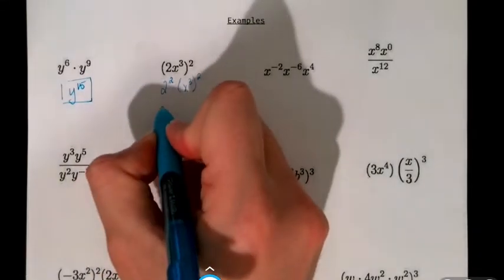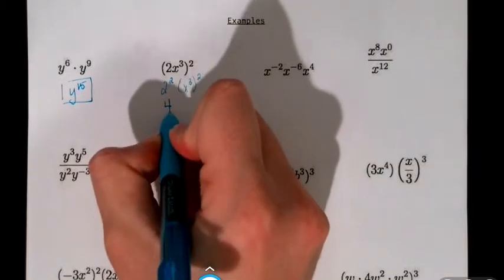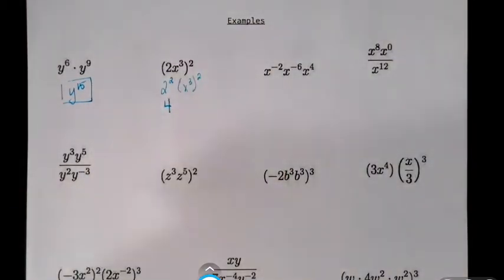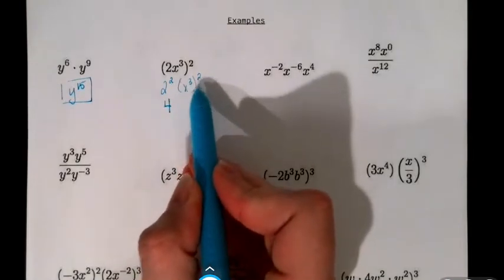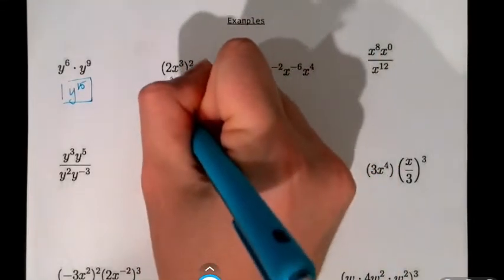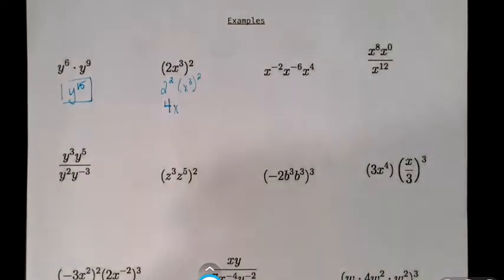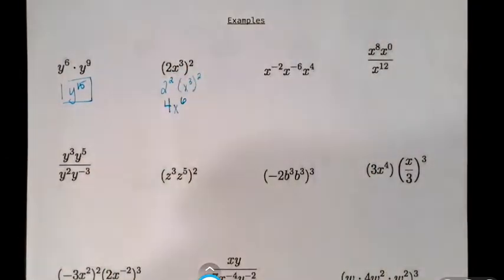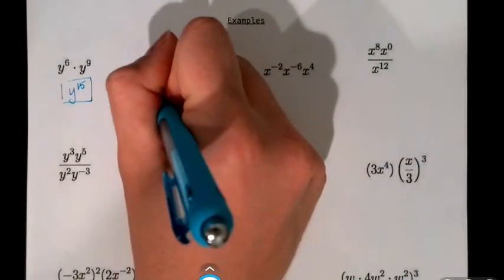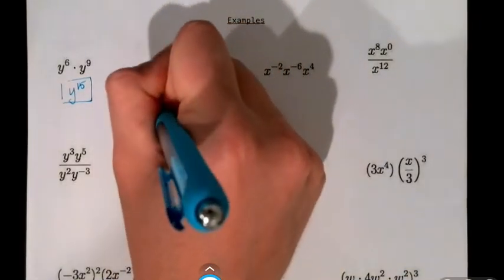When I simplify this, 2 squared is 4, so that's going to be my new coefficient. If I have a power raised to another power, I want to multiply my exponents. 3 times 2 is 6. So I would have 4x to the 6th, and this is as simplified as I can get it.